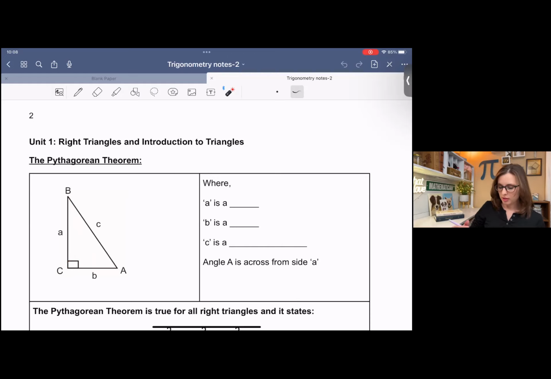So we call these sides A and B, both of those legs. A is a leg and B is a leg. And then C, the side across from the right angle, is the longest side, and we call that the hypotenuse.